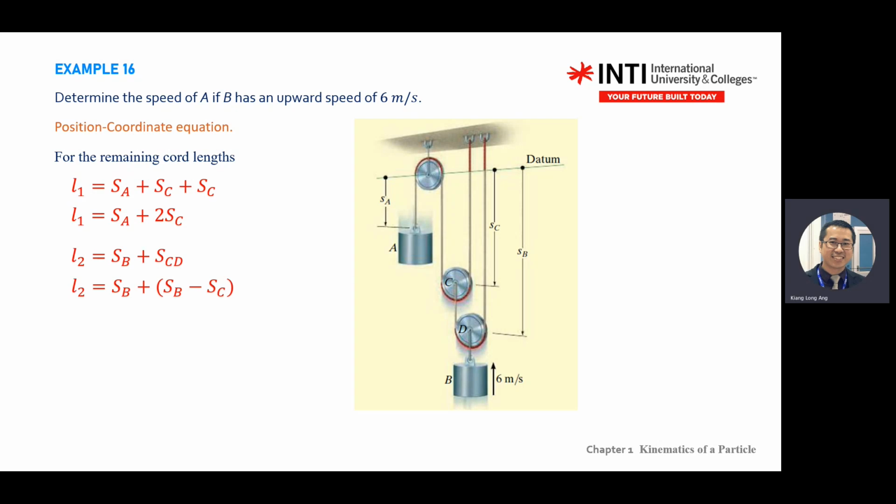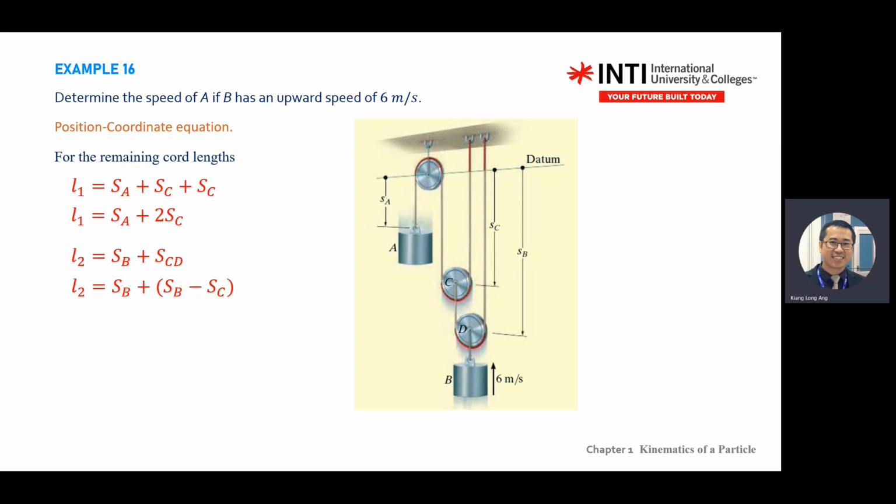So you have three unknowns here: A, B, and C. Two equations cannot solve. Right? You have three unknowns, so you need at least three equations, but now you have only two. Okay, how do you solve? You solve by substitution or simultaneous equations. You find one, for example SC equal to something, then you substitute it into one of the others.